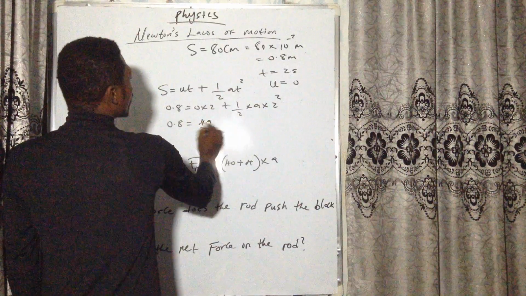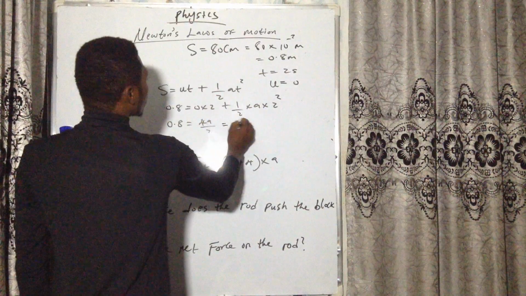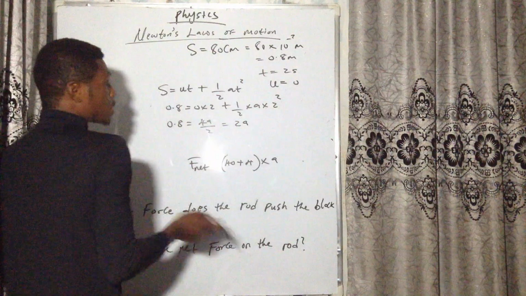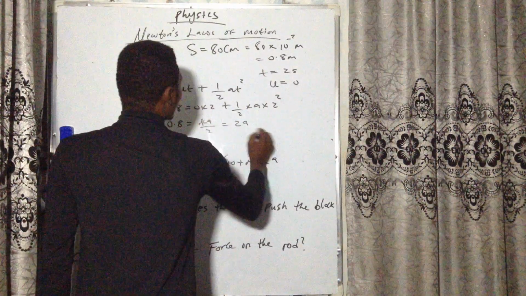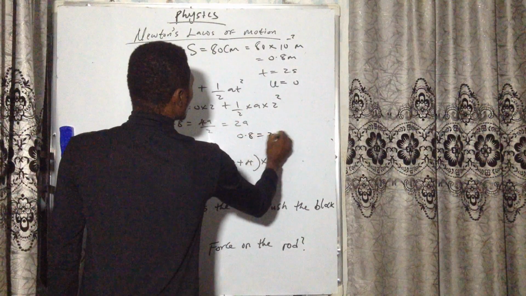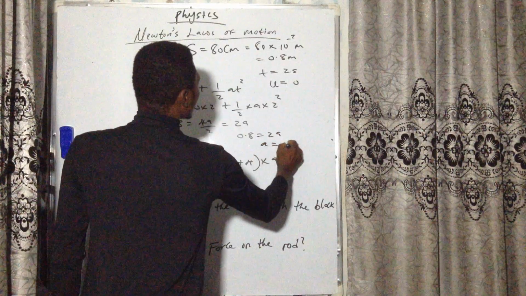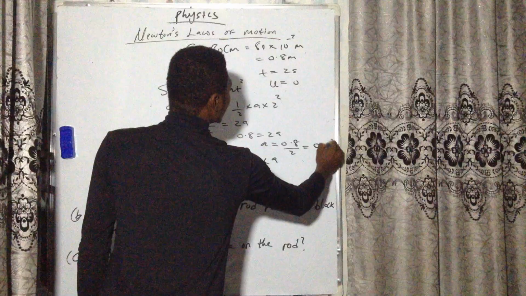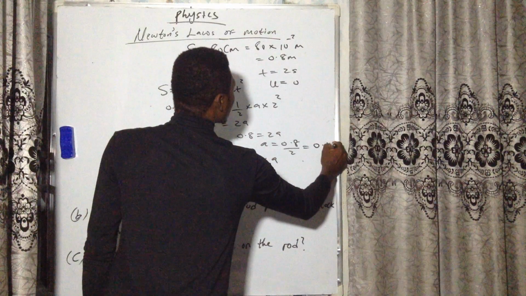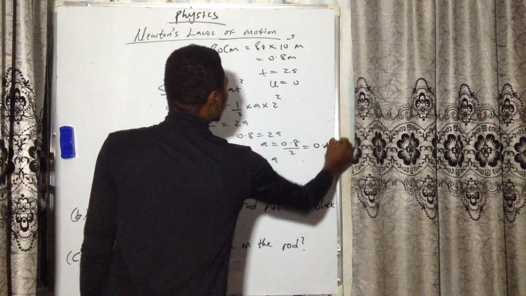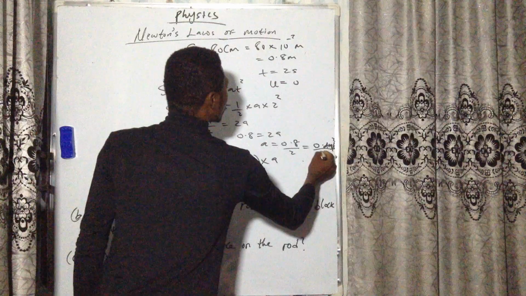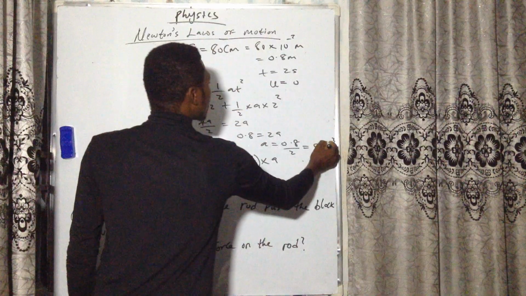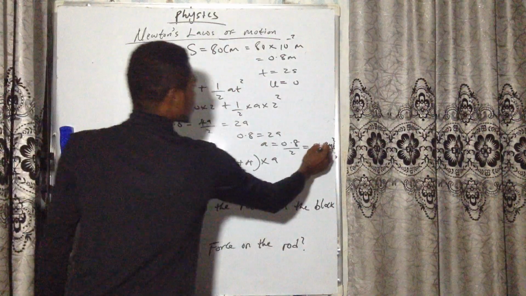4a over 2, which is equal to what? 2a. So 0.8 is equal to 2a. Therefore, a is equal to 0.8 over 2. A is equal to what? 0.4 meters per second squared. So this is the acceleration: 0.4 meters per second squared.